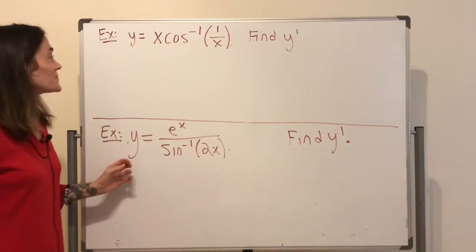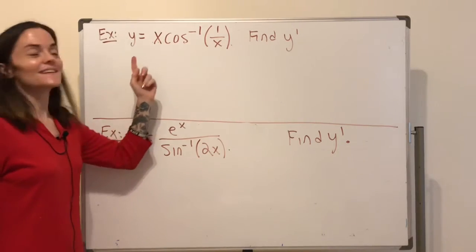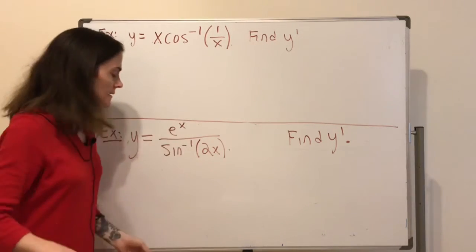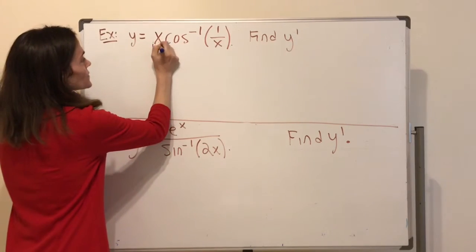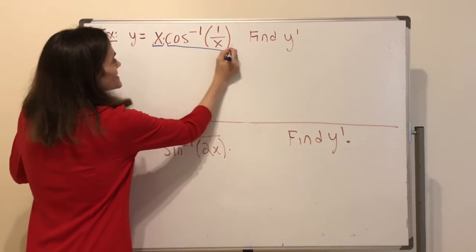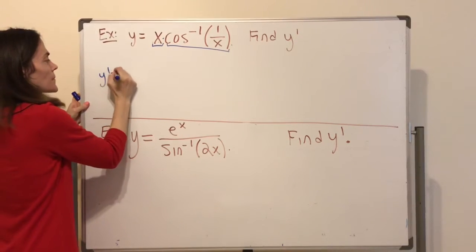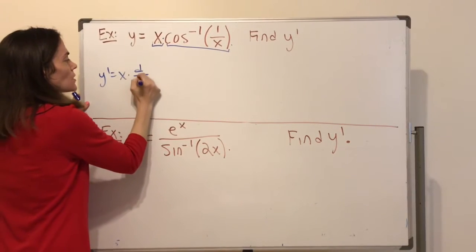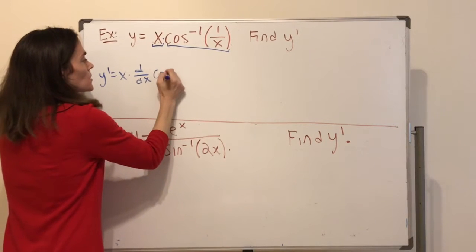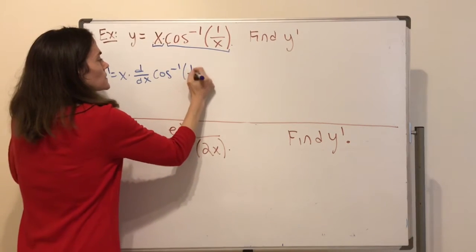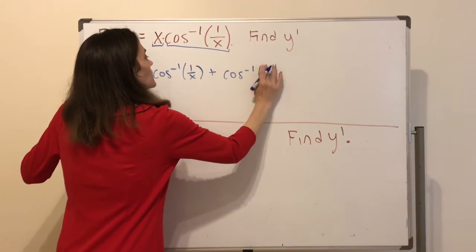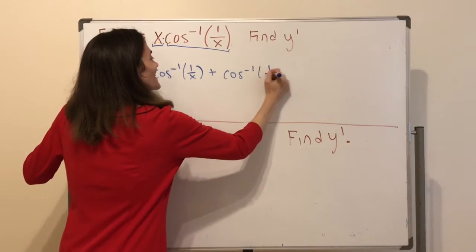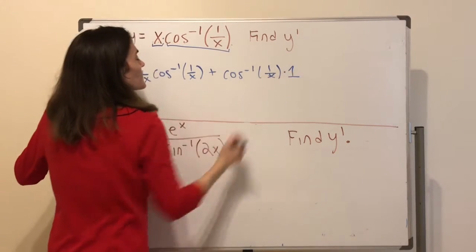Two more. Here, what do we see fundamentally here? We see a product rule. Here is first times second. So y prime is the first times, I'll do this one in 2 steps, derivative of the second plus the second times derivative of the first.